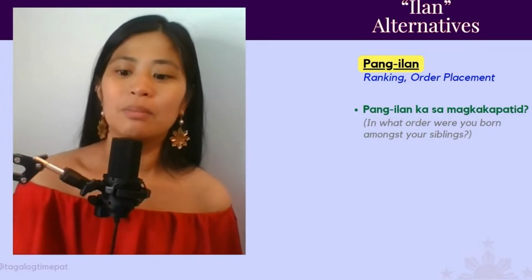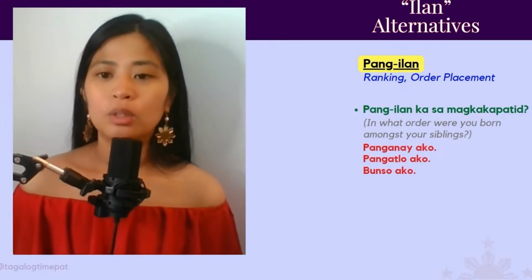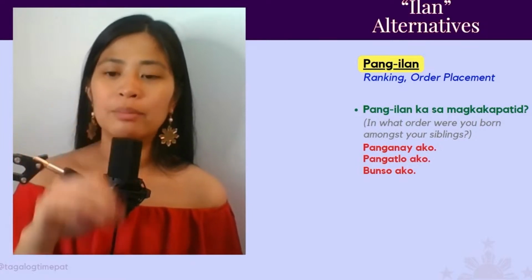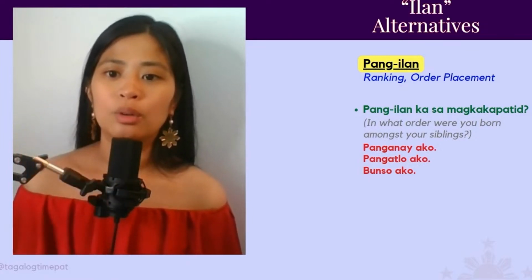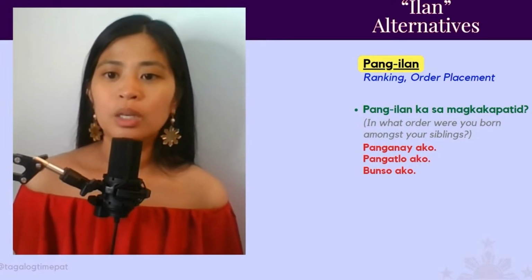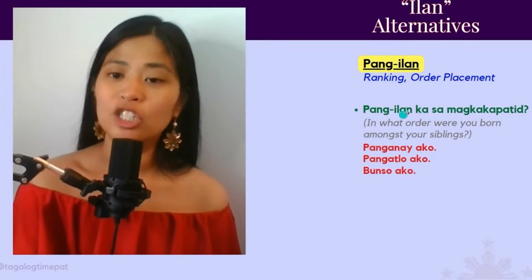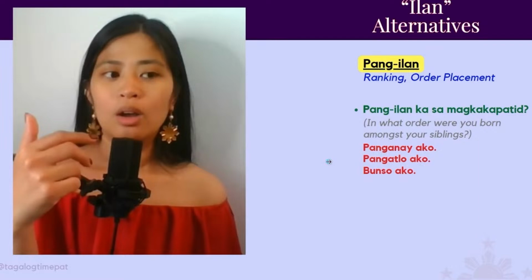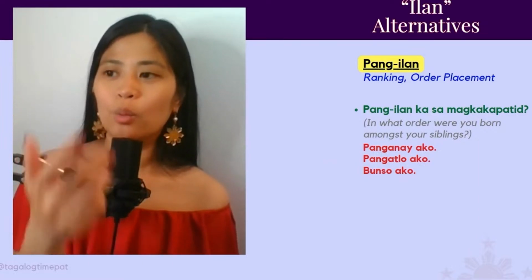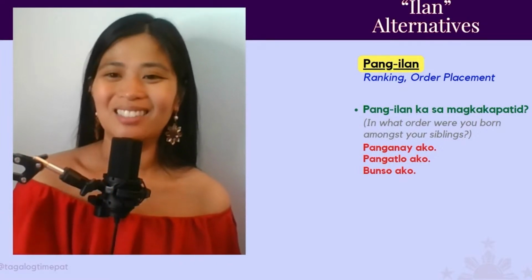Pang-ilan ka sa magkakapatid? Some responses, panganay ako, I'm the oldest. Panganay ako. Pangatlo ako, I'm the third. Pangatlo ako. Or bunso ako, I am the youngest. Bunso ako. So you'll see the response usually has pang in it because the question has pang. So pang is almost like in which or where. It's just asking about the placement of things.